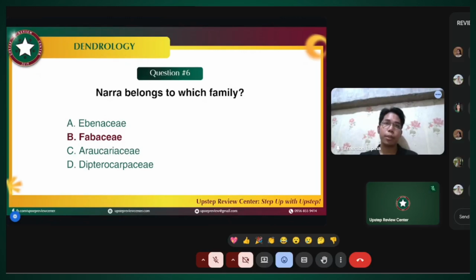The fruit itself looks like a dark pod. And then for Narra, it produces the pods. That's one thing that you can associate with it.